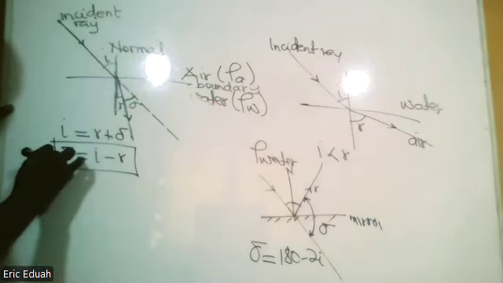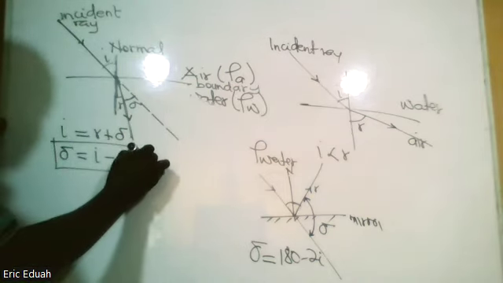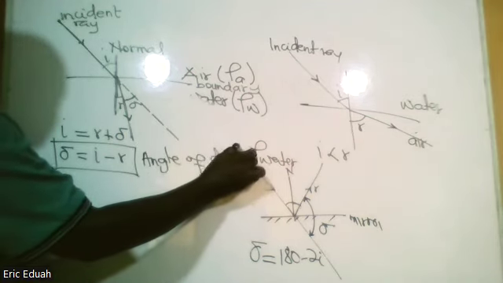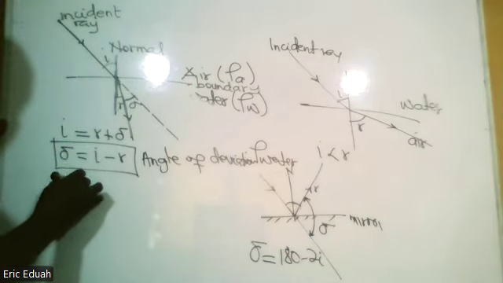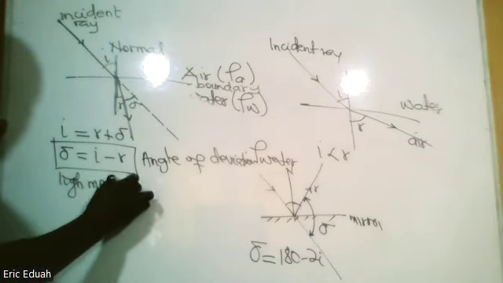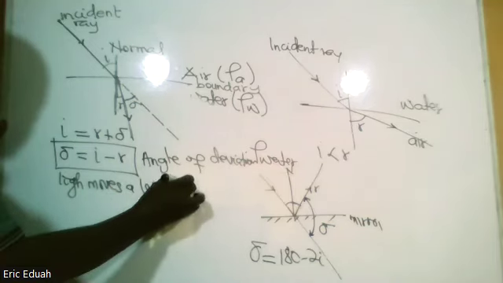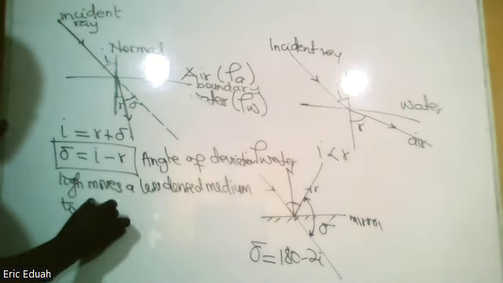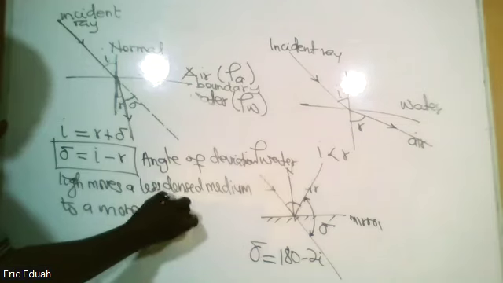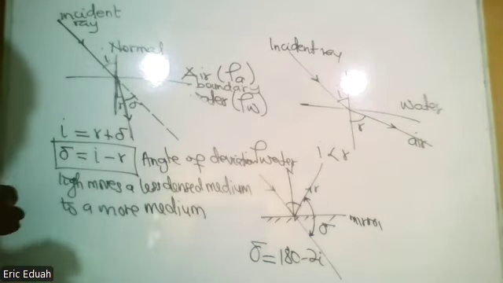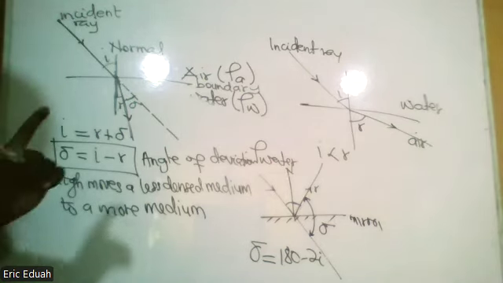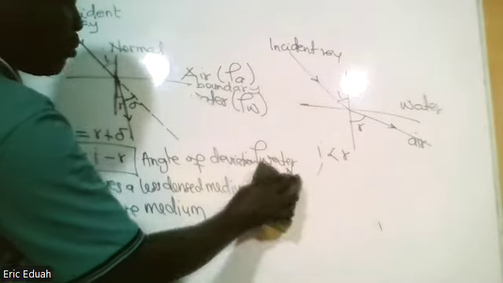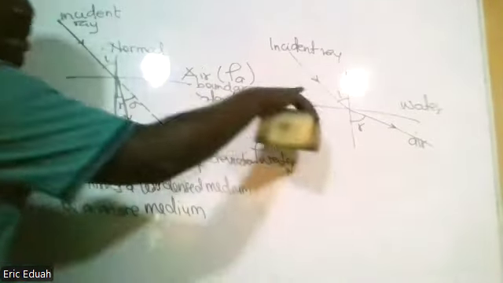This is the angle of deviation when light moves from a less dense medium to a more dense medium. So that's the angle of deviation when light moves from a less dense medium to a more dense medium. Now let's look at this one too.